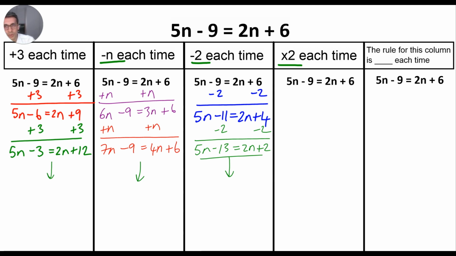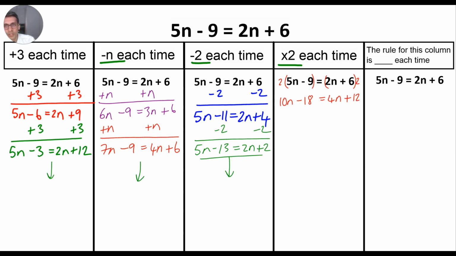And then last example, we're going to multiply both sides of the equation by 2. So you're going to need brackets, and then you can put the 2 on the outside. This becomes 10n minus 18 equals 4n plus 12.